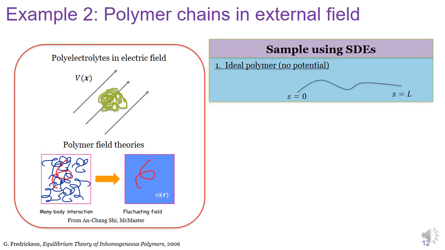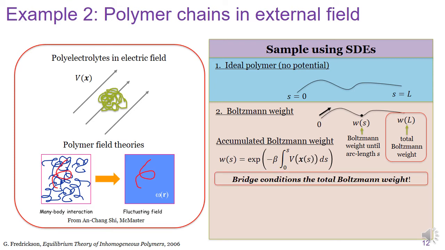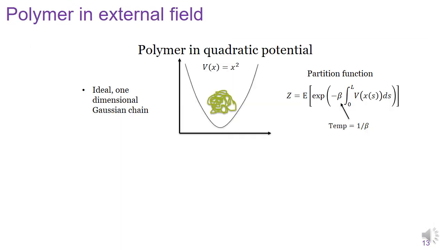The methodology is described as follows. Again, we're looking at an ideal polymer without potential. Now, in order to include the external potential effect, we introduce an additional parameter, the accumulated Boltzmann weight function W. The backward Fokker-Planck equation has to account for this effect, including the external energy and also the additional phase parameter W. Again, we have to specify the initial condition for the end position of the polymer. Now, in order to verify our methodology, we're looking at a 1D polymer in a quadratic potential.